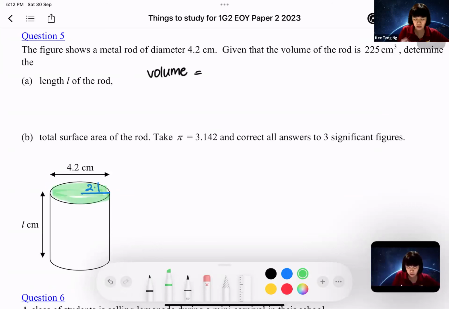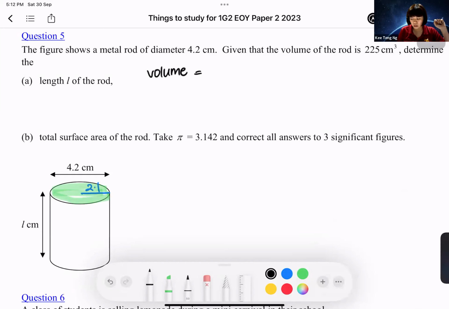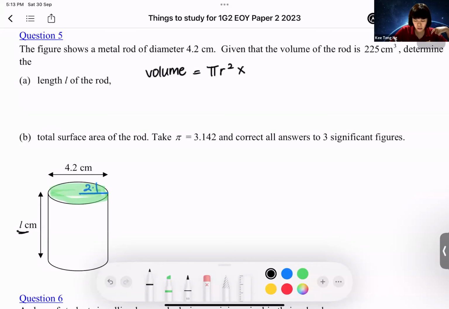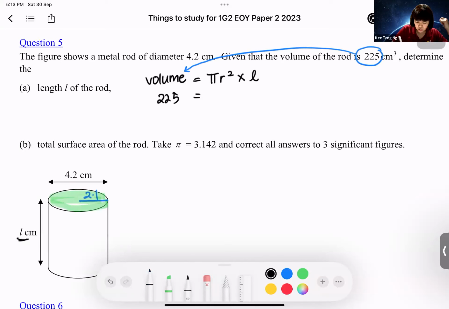So the base area is the shape of a circle, so it will be pi r squared times the height itself. In this case, the height here is given to be L. Okay, so what do we know? We know that the volume is already 225. We're going to plug it inside. 225 equals pi times my radius. What's my radius? 2.1 over here. So 2.1 squared times my L that I need to know.